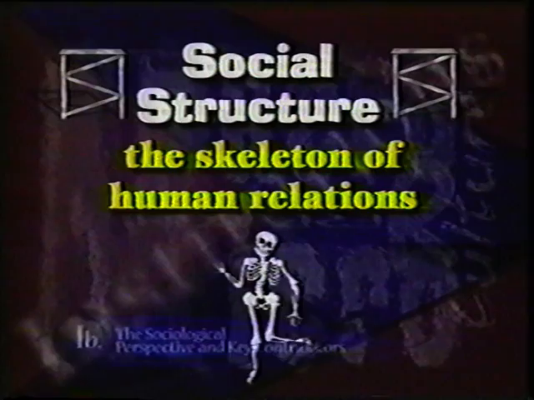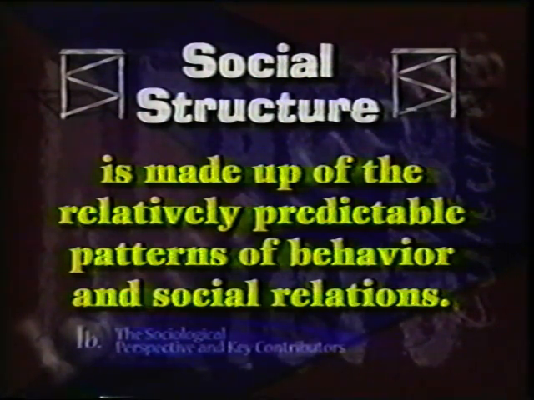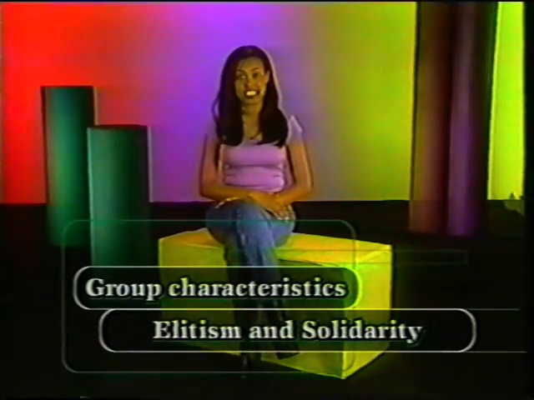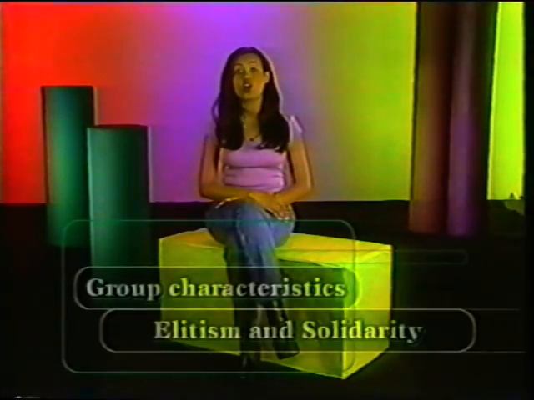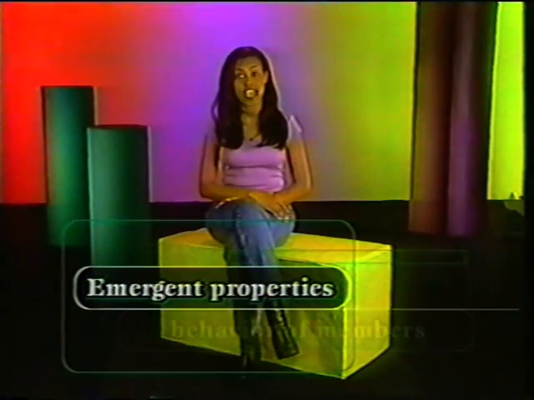And that brings us to the concept of social structure. A social structure can be considered the skeleton of human relations. This structure is made up of the relatively predictable patterns of behavior and social relationships. These regularities make up the social structure. Remember, the group characteristics of elitism and solidarity were called emergent properties. The properties produce results that can be seen in the behavior of members.